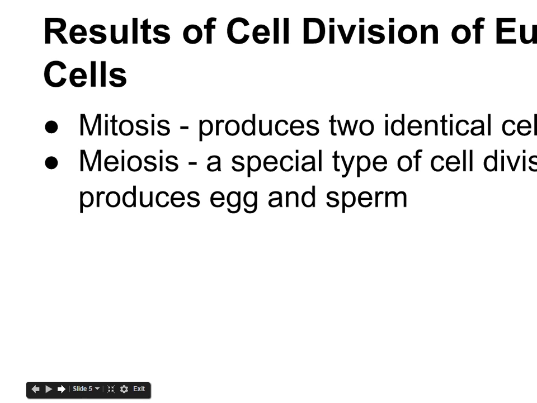The results of cell division of eukaryotic cells. Mitosis produces two identical cells. So think about your skin cells. When they divide and make new ones, you want them to be exactly like the other skin cells. You don't want them to be any different.